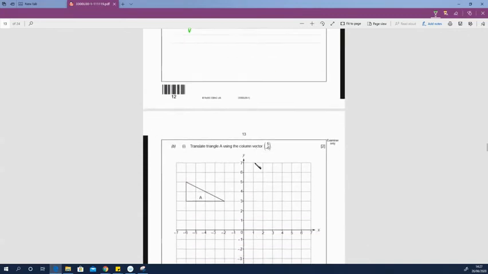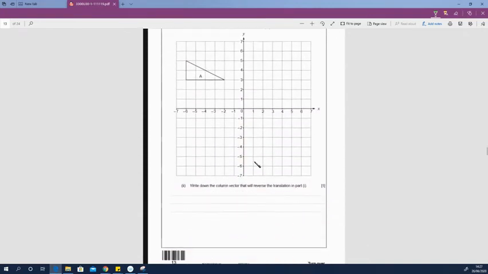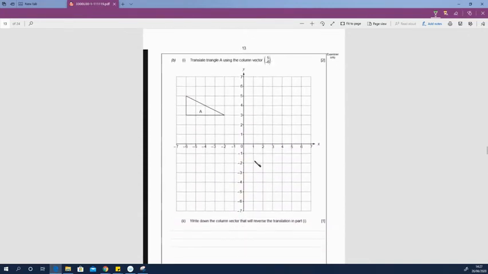So part B, translate the triangle A using the column vector 5 and 6. Now this is the x value and this is the y value. If it's positive, you move x to the right. If it's negative, you move the point to the left. On the y value, if it's positive, you move the point up, and if it's negative, you move the point down.